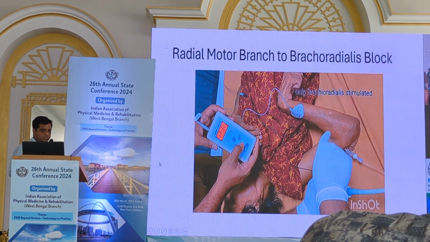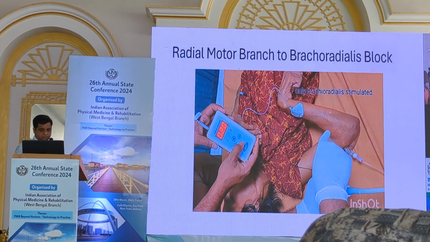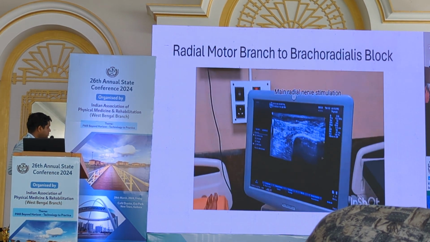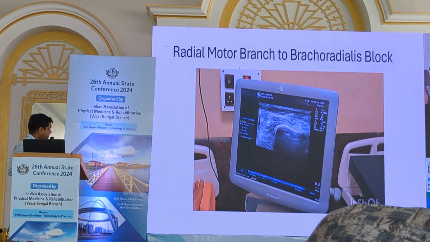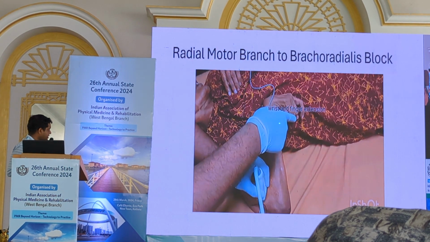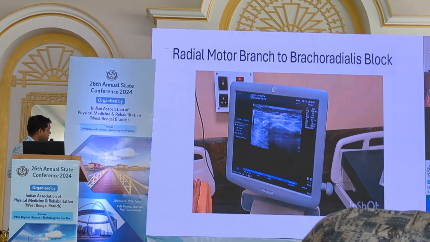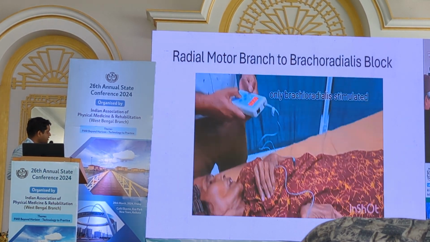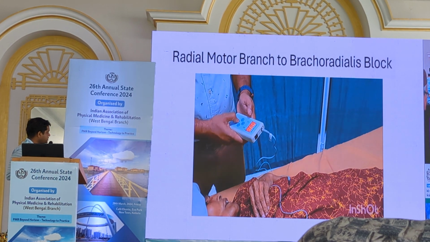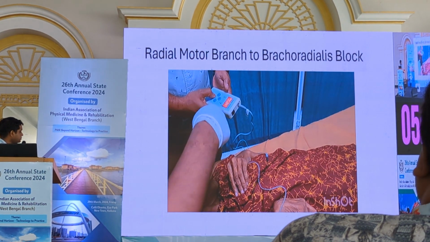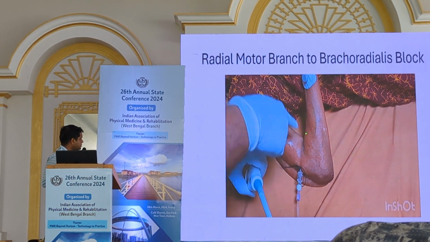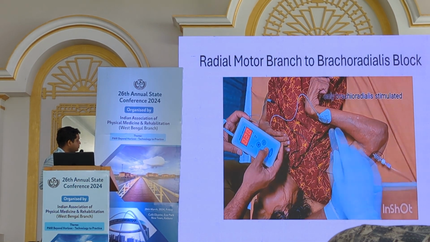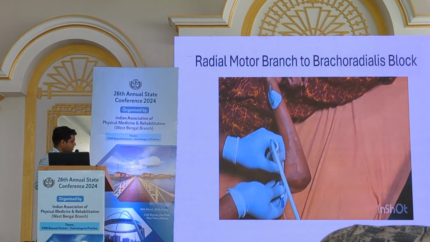Then we go for the radial motor branch to the brachioradialis. First we see this is the main radial nerve, this is the brachioradialis. We see finger and wrist extension, this is the main radial nerve, so we should not stimulate here. We change the position. See, now only the brachioradialis is moving. We reduce the stimulation to 0.2. There is only movement of the brachioradialis, no wrist and finger extension. So we have particularly gone to the motor branch to the brachioradialis.